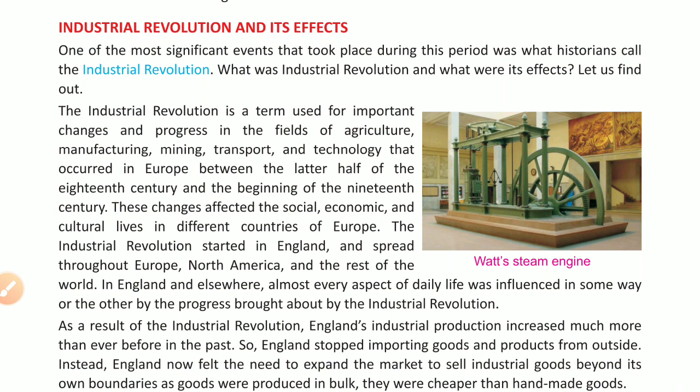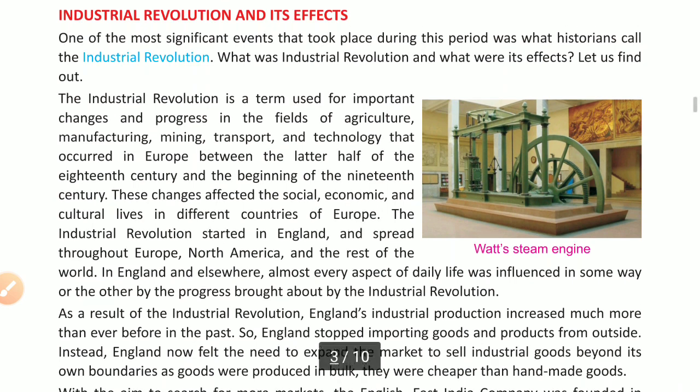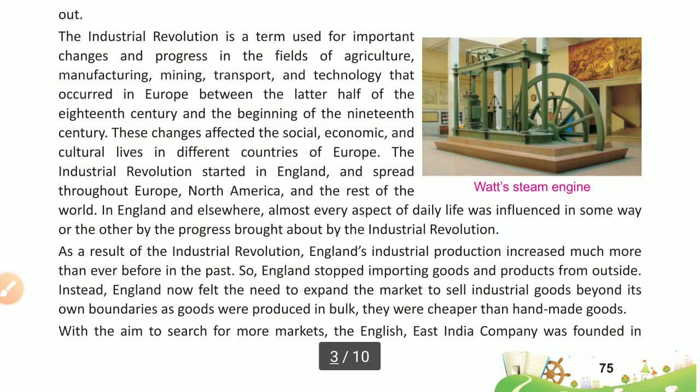These are the years. This is the span of time in which a lot of changes could be seen in the field of agriculture, manufacturing, mining, transport, and this is what is called the industrial revolution. These changes affected the social, economic, and cultural lives in different countries of Europe. So that means industrial revolution took place first in Europe, and that too in England, and it had a lot of consequences. I mean, it impacted the society, economy, and politics of whole European countries.